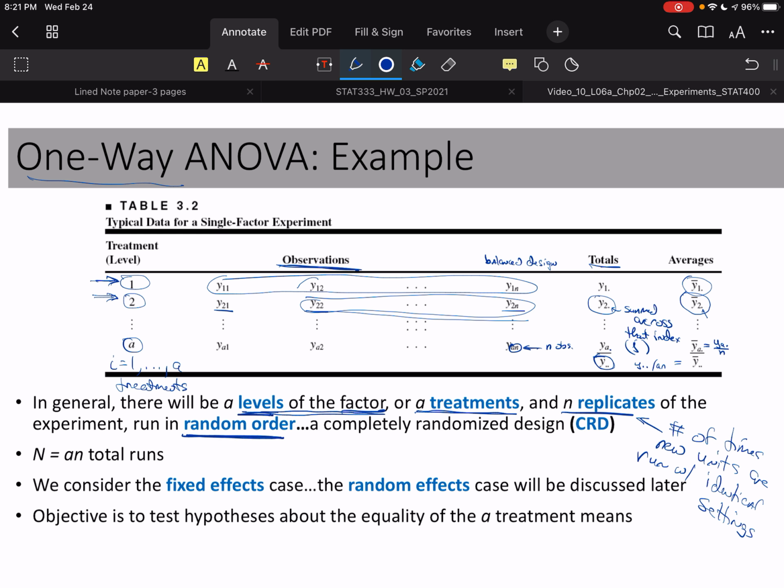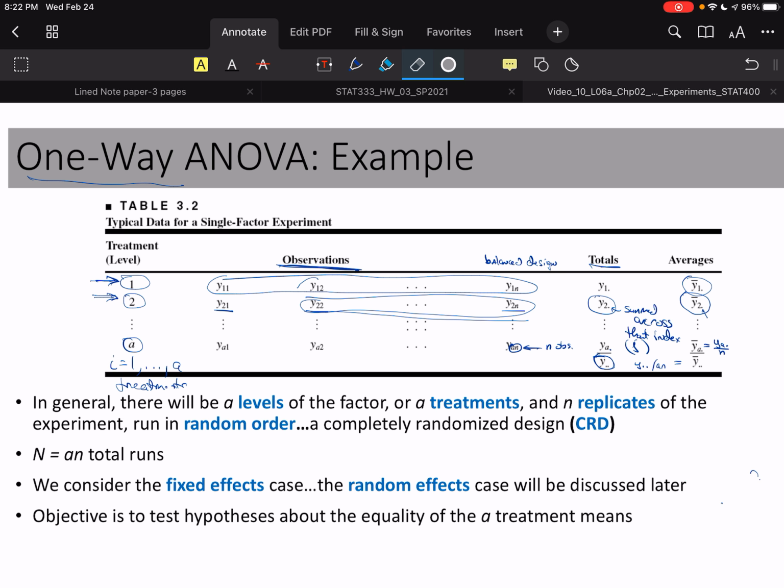If they're not run in random order, then you may have some dependency, and dependency will destroy the results of your test. They'll be worthless without independence, this type of test. Okay? And if you have A levels of the factor or A treatments and N replicates, and they're run in random order, then you have a completely randomized design called a CRD. So completely randomized design. Let's clean up a little bit.